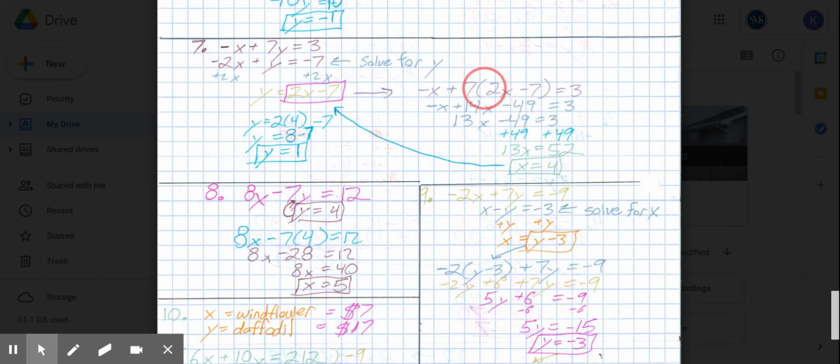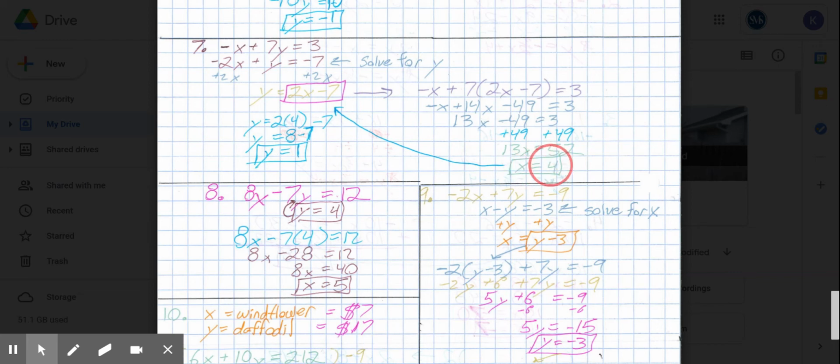So we need to distribute the 7. So we end up with the opposite of x plus 14x minus 49 equals 3. Negative x plus 14x would be 13x. So 13x minus 49 equals 3. Add our 49 to each side. Divide by 13, and x equals 4.